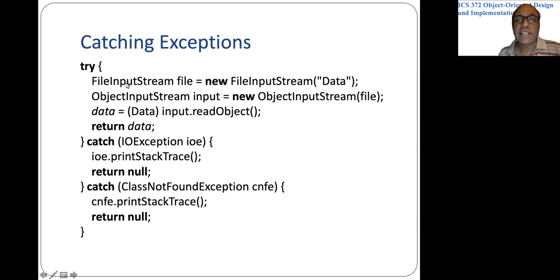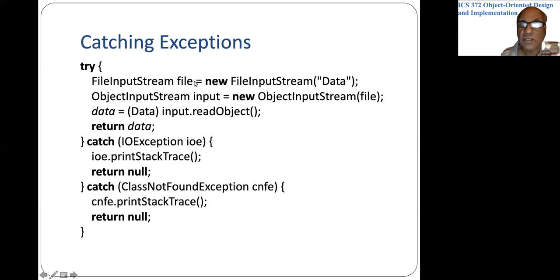So if there is an exception thrown in this code, Java examines to see whether there is a corresponding catch block for it. And if so, it executes that catch block. And the rest of the try block is abandoned. So for example, if data is not found, this generates an IO exception. This assignment is not even done, so file will be null. You will come here, execute this piece of code and return null.